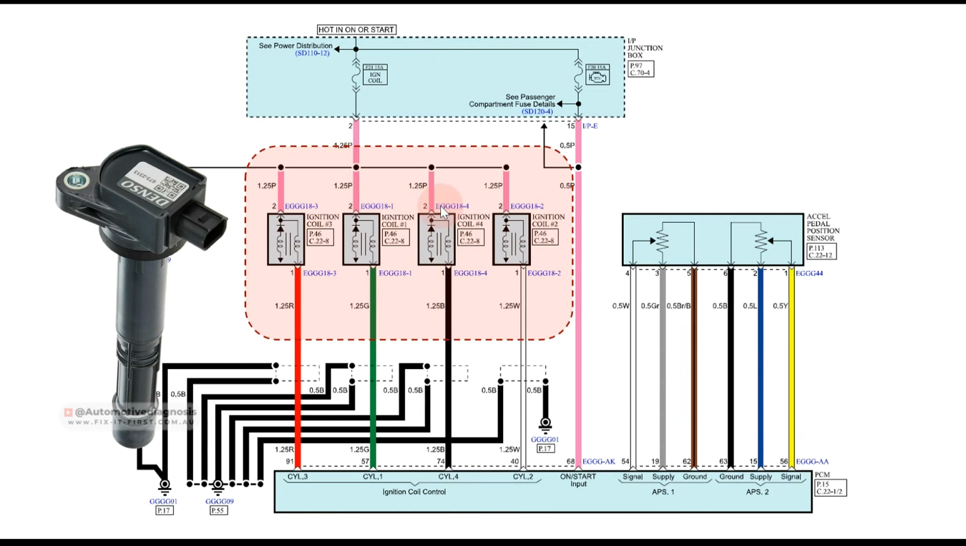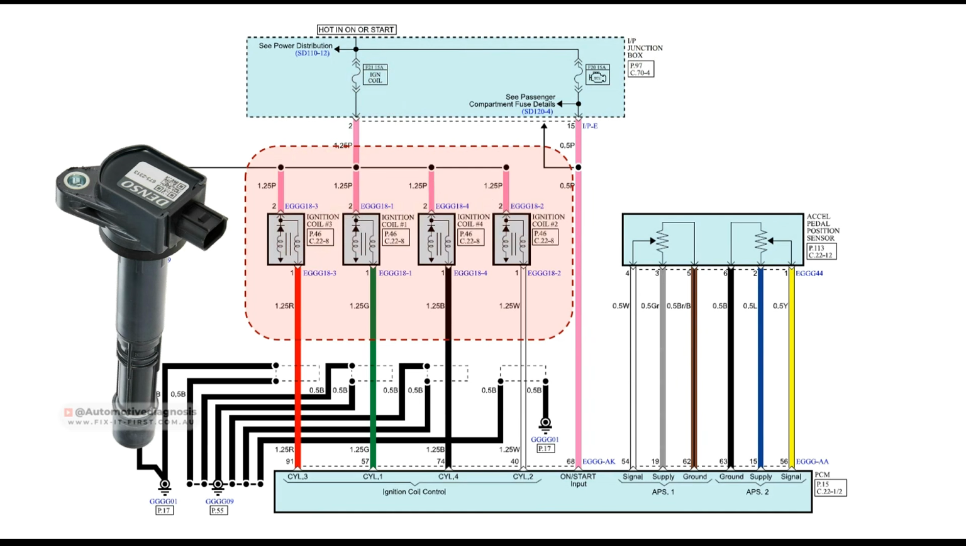On the wiring side, as you see, we have power supply provided to all ignition coils from 1 fuse inside the IP junction box, which in this case is the interior fuse box. So this fuse is going to provide the power supply to all ignition coils. So if this fuse is broken, you won't be able to start the engine.